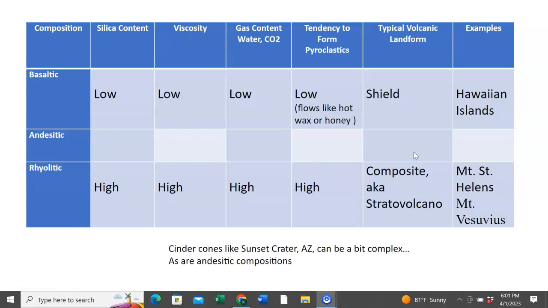Okay, so there's another type of cone, cinder cones, that's left out of this column. Well, cinder cones, like Sunset Crater in our own state of Arizona, can be a bit complex. And andesitic compositions can be a bit complex. So I thought I'd leave it at the extremes, the basaltic and the rhyolitic. And you can learn more about these and cinder cones as you go through the unit.